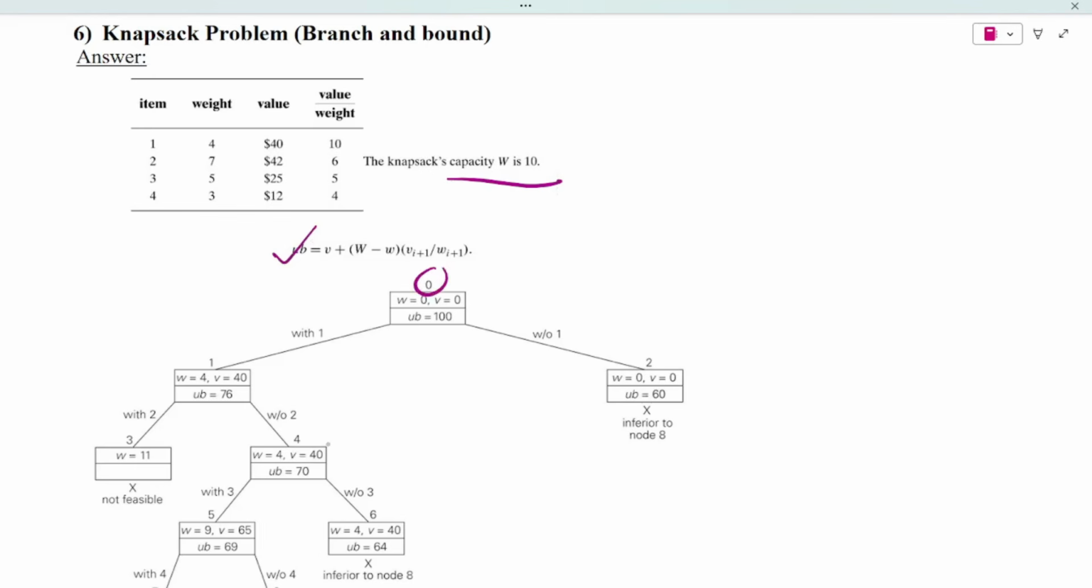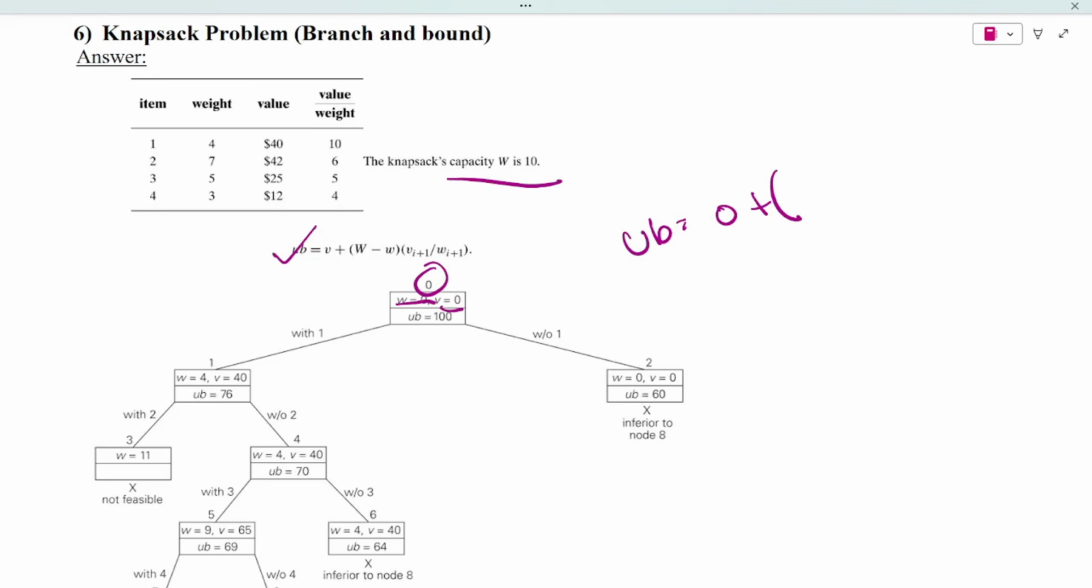First, initially you will be considering it as 0. Next, weight and value are also 0. Upper bound will be what? Value. The value which you have considered is 0. And next is weight, that is the previous weight which you have. When you have this branch and bound problem and you have taken 0 initially, you have to do with 1, without 1, and so on.